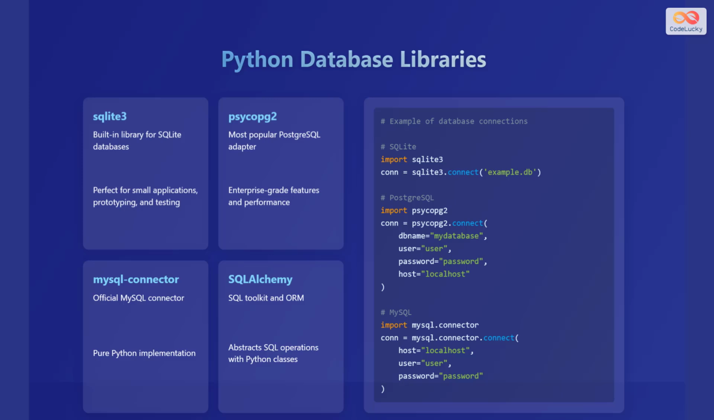For SQLite, we import the sqlite3 library and then connect to the database file example.db. For PostgreSQL, we import the psycopg2 library and connect to the database by specifying the database name, user, password, and host. For MySQL, we import the mysql.connector library and connect to the database by providing the host, user, and password.